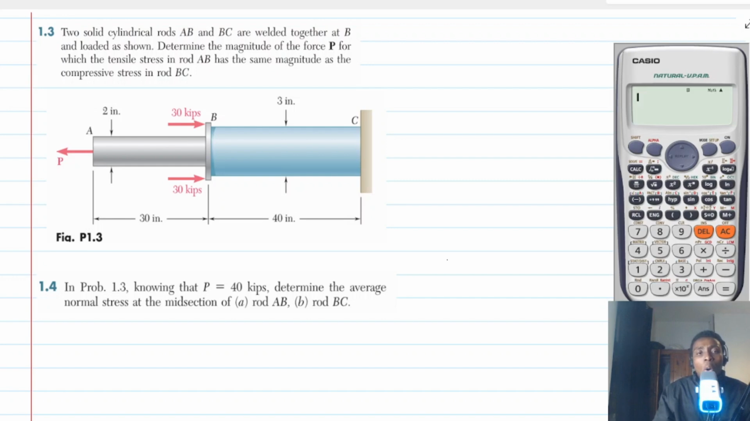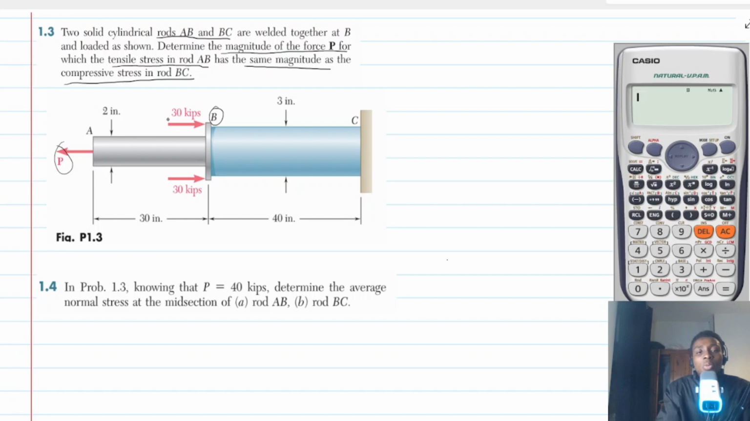All right, so in this video, I'm going to solve a problem with you to illustrate the concept of stress. In this question, we have two cylindrical rods AB and BC welded together at B, and they are loaded as shown. But look at it carefully. We've been asked to determine the magnitude of the force or the load P, for which the tensile stress in AB has the same magnitude as the compressive stress in BC.